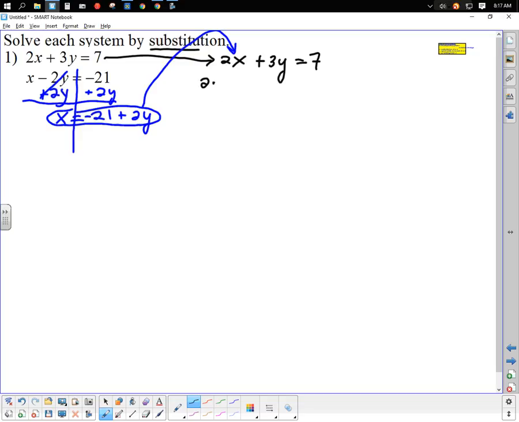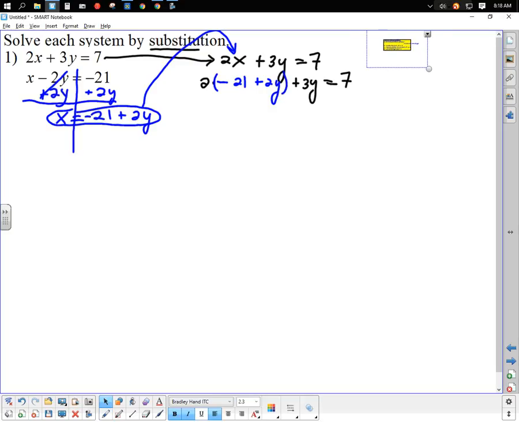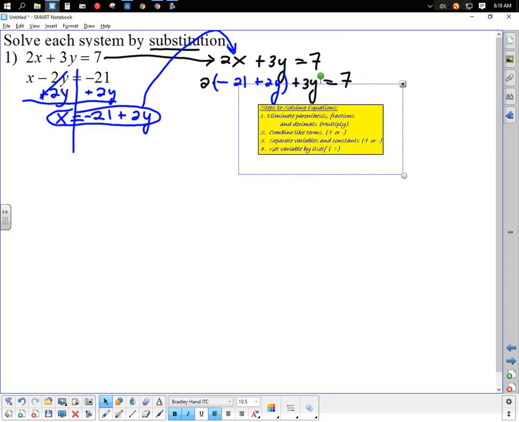So 2 times, instead of x, I'm going to put in negative 21 plus 2y, plus 3y is equal to 7. Now, it is a polynomial, meaning two terms, so it must be in parentheses. Then after that, I'm going to follow the steps that I gave you for solving equations. I'm going to do step number 1.